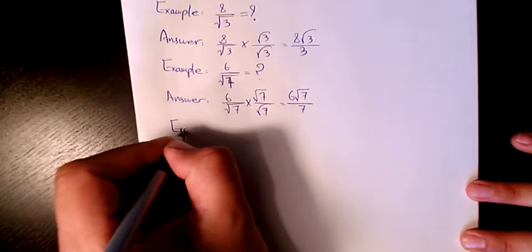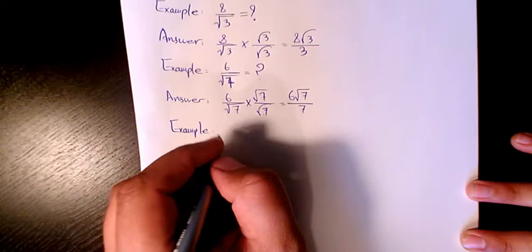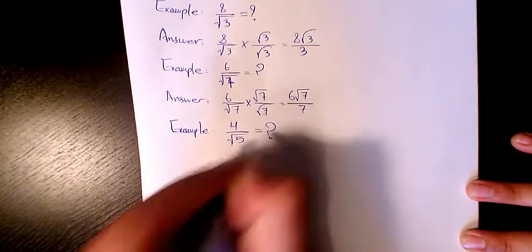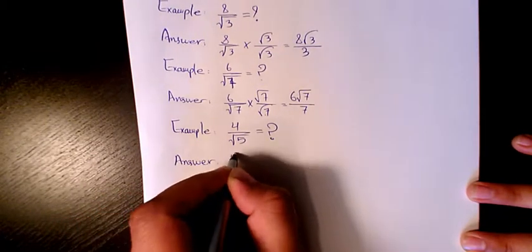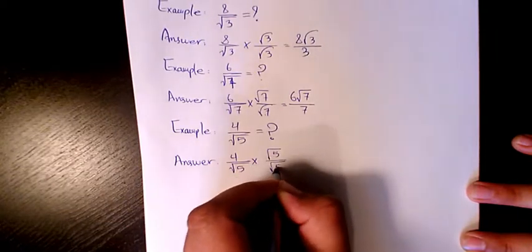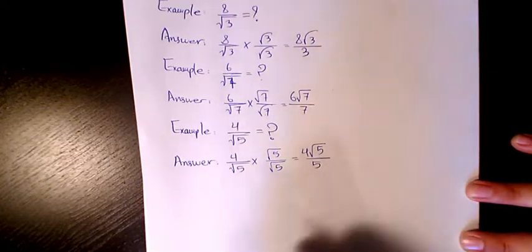Next example is 4 over root 5. Answer is 4 over root 5 times root 5 over root 5, which makes it 4 root 5 divided by 5.